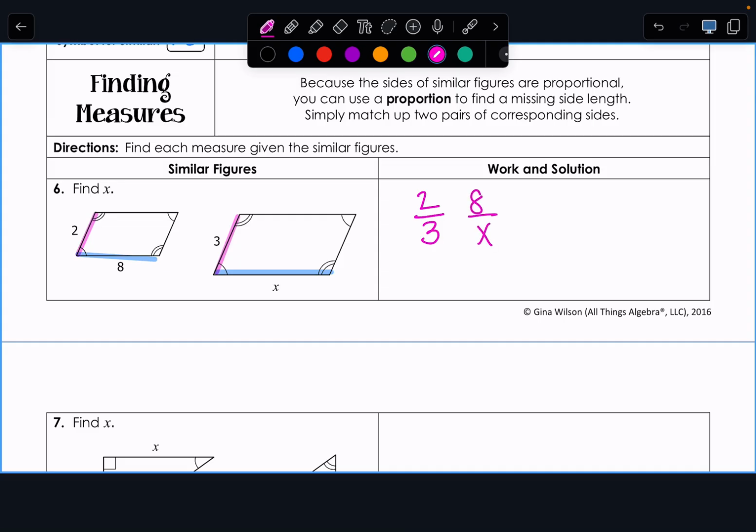It is important that we stay consistent. So here I did left over right. So here I do left over right. And since these two figures are similar, these two ratios are equal. What can we do here?